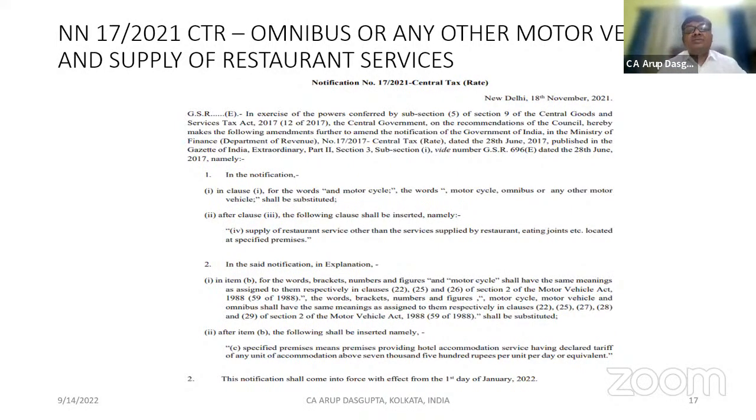They will not show it as if there is a taxable supply in the GSTR 3B. So who will show it? The e-commerce operator will show it. And what will the restaurant show? The restaurant will show in the exempt supply.